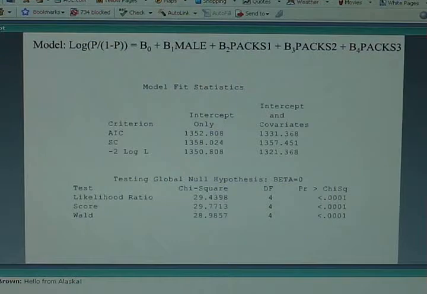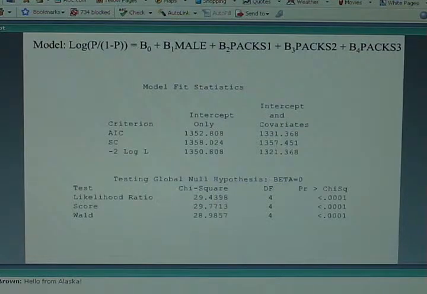And now the question to ask yourself: from this one test, this global null hypothesis, can you tell me whether sex is an important risk factor when you control for smoking? Or can you tell me whether smoking is an important risk factor if you control for sex? And the answer is no. All you know is as a set, sex and smoking matter. As a set, they give you a significantly improved fit, p less than 0.001, when you add those 4 statistical variables, male, pax 1, pax 2, and pax 3.